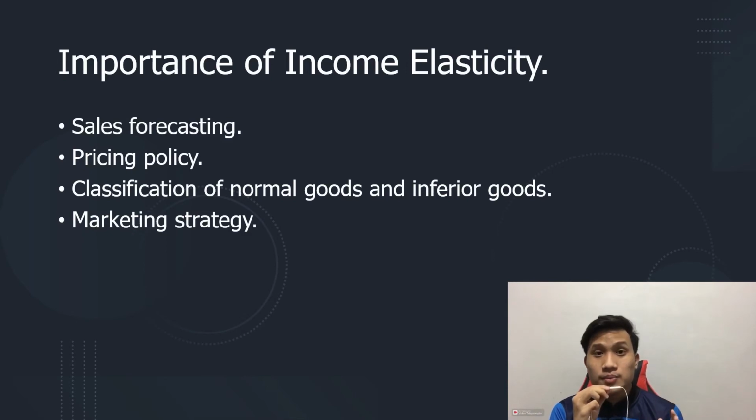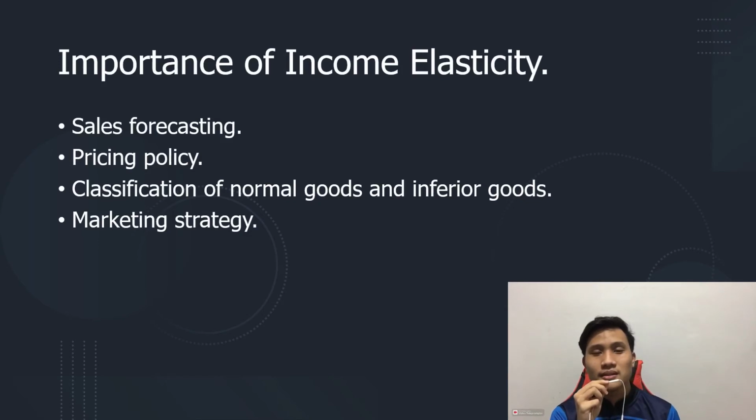So this is the importance of income elasticity of demand. They are divided into 4 types, which are sales forecasting, pricing policy, classification of normal and inferior goods, and marketing strategy. First, sales forecasting. It is deciding on what goods to produce and how a change in income level in the economy will affect the demand for various goods.